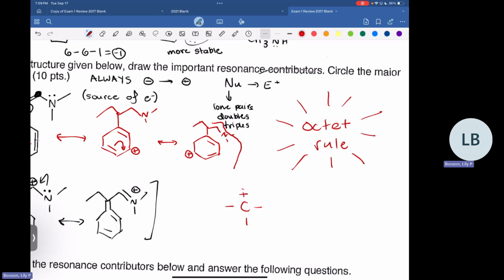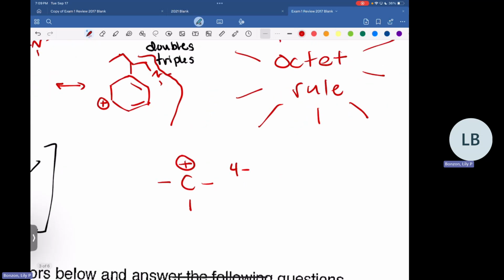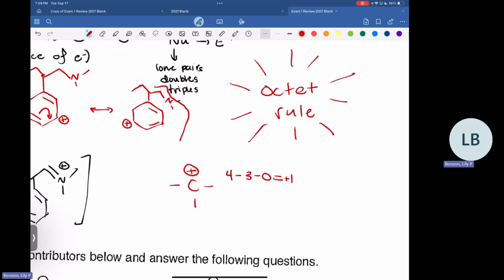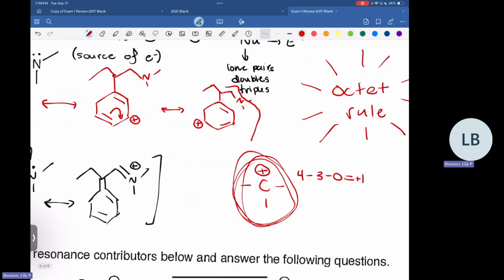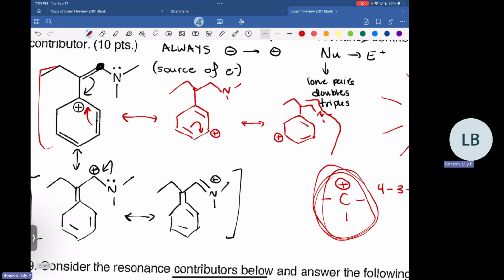Carbon with a positive charge does not have its octet because it's missing a bond. The formal charge is 4 minus 3 in the bonds minus 0 lone pairs, which gives it this +1 charge. And it doesn't have its octet. So anytime we see a carbocation, we know that it does not have its octet. So ideally, we want to find a structure that has all the carbons with their octet, and maybe that pushes the positive charge onto another atom, such as a nitrogen or an oxygen. But as long as they have the octet, it's okay.